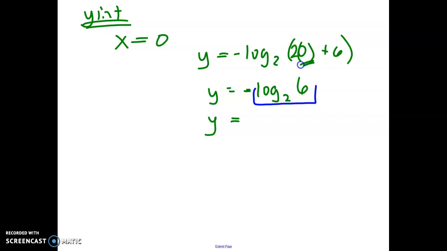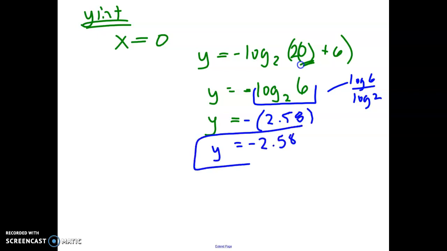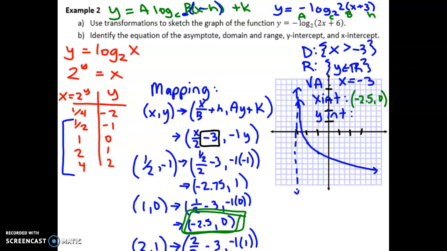So you'd go log 6 divided by log 2, and then apply the negative. So it's actually going to be negative, and then 2.58, and then when you actually multiply the negative into the 2.58, you get a y-intercept of -2.58. So when I look back to my graph, the y-intercept should be approximately -2.58 with an x value of 0.